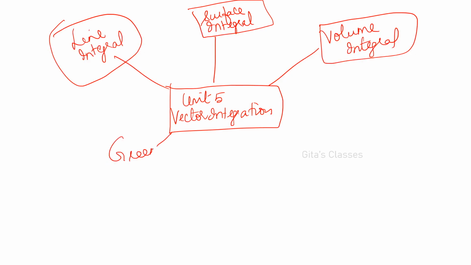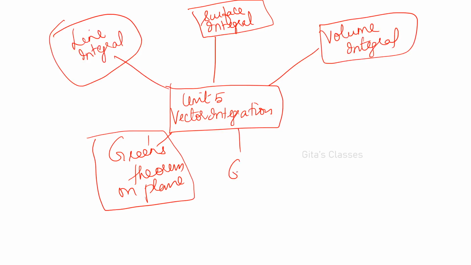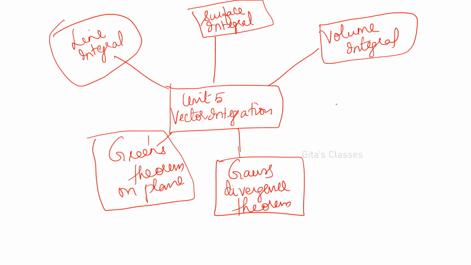One is Green's theorem, Green's theorem on plane. Then next is Gauss divergence theorem. Then one more is Stokes theorem. All the statements are important. We don't have proofs, only the statements.